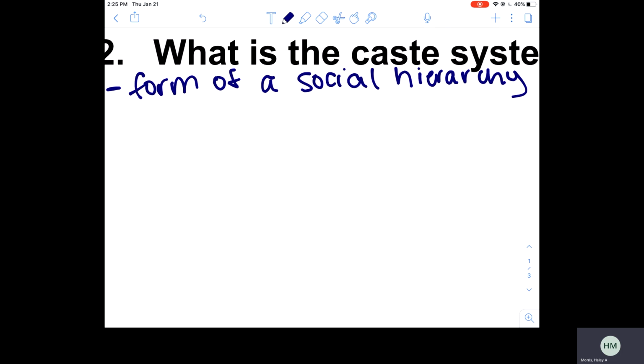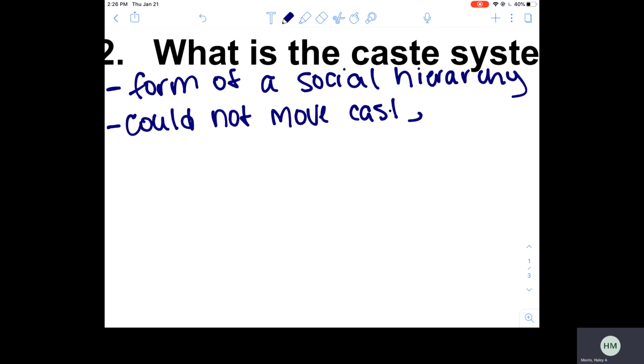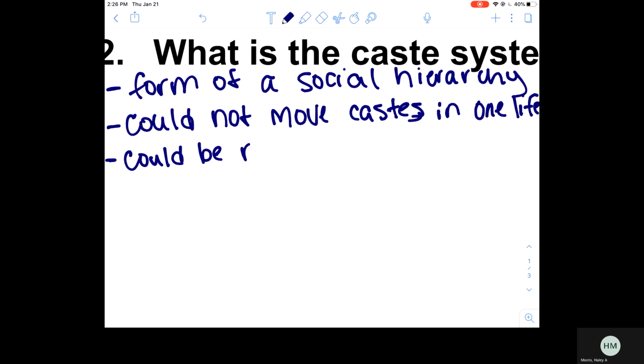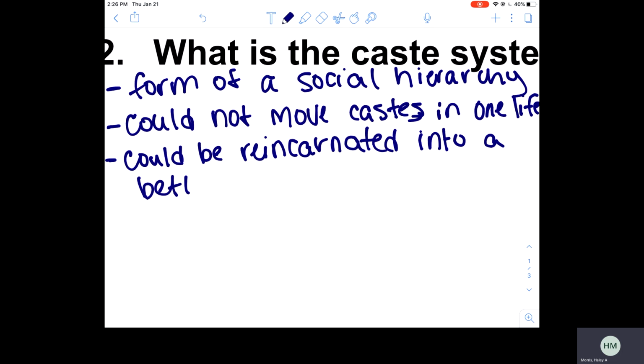It was very controversial as well. You could not move castes in one life. You couldn't move up the pyramid in one life. But you could be reincarnated into a better caste. And to be reincarnated into a better life than the one that you had, you had to have dharma.